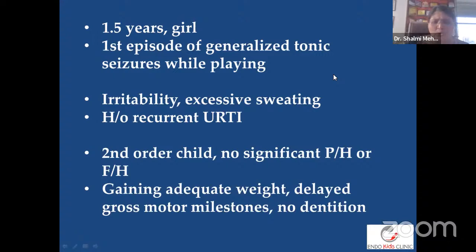She's gaining milestones well. But yes, at 1.5 years, her teeth haven't come. So there is no dentition as of yet. And there is slight delay in the gross motor milestones. She's not able to walk well. Parents report that there is a waddling gait.